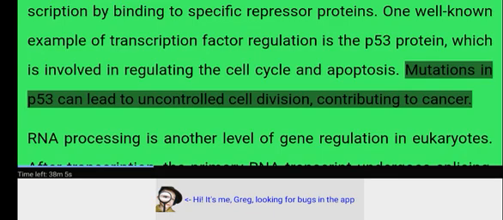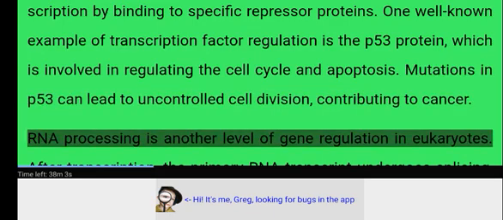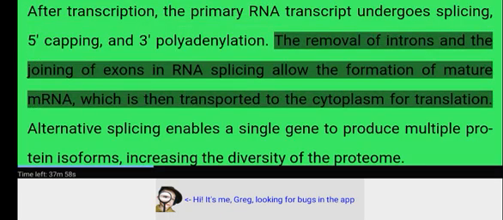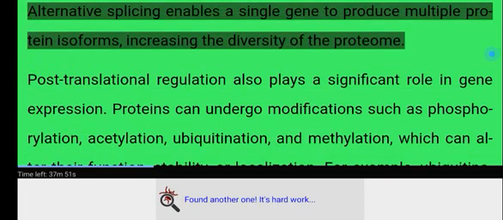Mutations in p53 can lead to uncontrolled cell division, contributing to cancer. RNA processing is another level of gene regulation in eukaryotes. After transcription, the primary RNA transcript undergoes splicing, 5' capping, and 3' polyadenylation. The removal of introns and the joining of exons in RNA splicing allow the formation of mature mRNA, which is then transported to the cytoplasm for translation. Alternative splicing enables a single gene to produce multiple protein isoforms, increasing the diversity of the proteome.